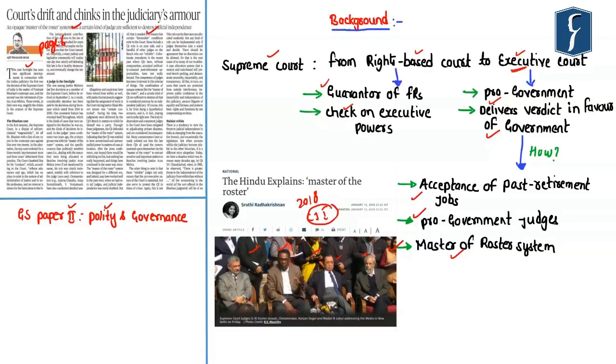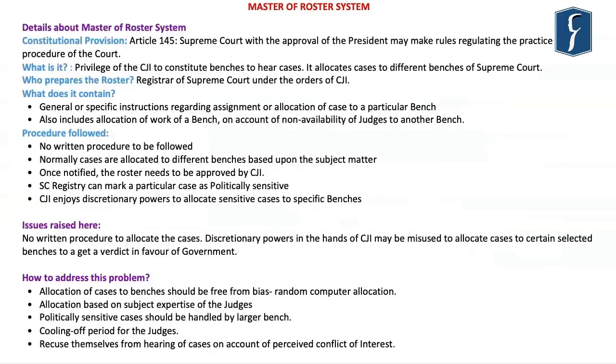Hence, as part of this video analysis, we'll understand what exactly the master of the roster system is, what the recent controversy was, and what should be done in order to address the flaws in the present master of the roster system. Now, coming to the various aspects of the master of the roster system.